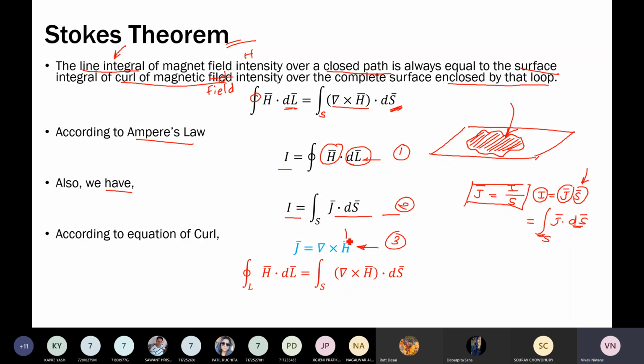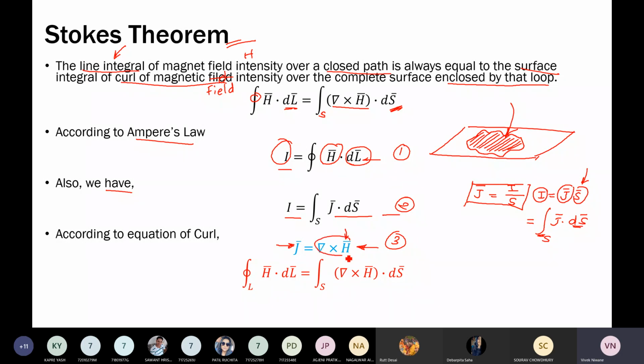interpret. We have magnetic field intensity and it is related with current density, because we know that magnetic field intensity is going to generate the current. If there is a current, we will have the current density also. So current density is related with the magnetic field intensity as del cross h bar, that is curl of your magnetic field. So I can say that combine all 1, 2, 3 equations.